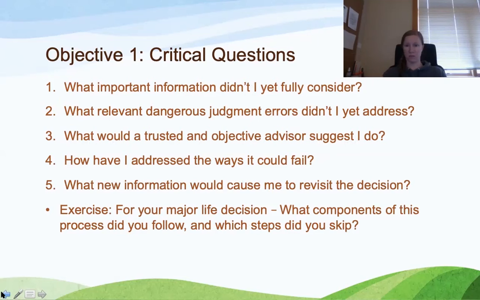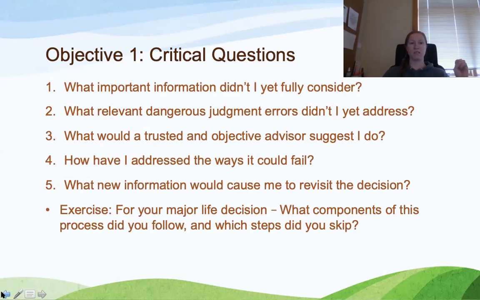And those are the things that we're going to be talking about throughout this first book, the judgment errors and cognitive biases. The third question is to think about what a trusted or an objective advisor would suggest, and even going so far as talking to a trusted or objective advisor about the decision and getting their input as well.